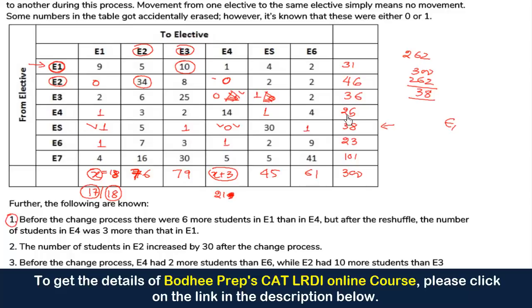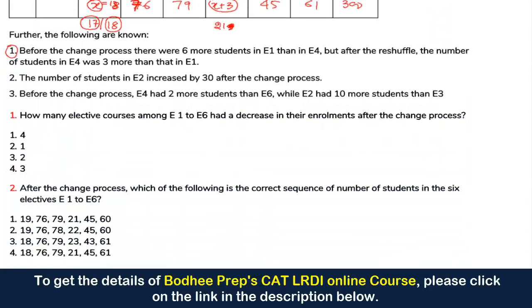For E4, it was 25, and later on it was 21. That means for E4 there was a decrease. Similarly, for E5 it was 38, later on it was 45. For E6 it was 23, later on it was 61. So there are only two electives which have a decrease after the change process. That means the answer for this question would be option number 3, which is 2.